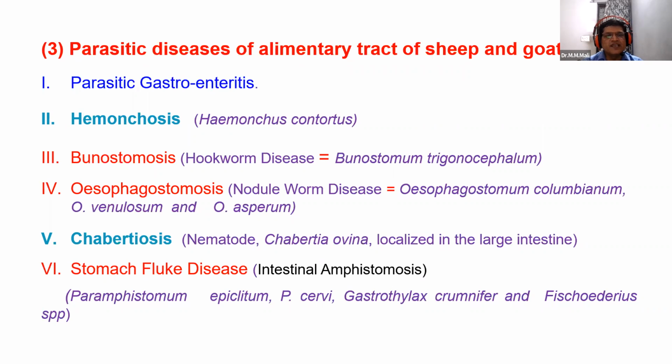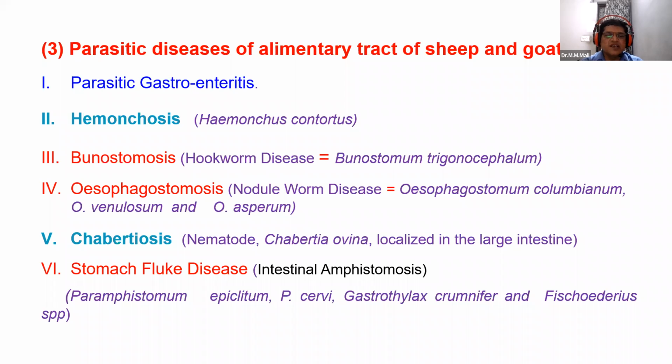Among this, the parasitic gastroenteritis caused by either cestode, trematode, nematode. Then haemonchosis due to Haemonchus contortus, Bunostomum hookworm disease caused by Bunostomum trigonocephalum. Next is oesophagostomiasis, that is nodular worm disease of sheep and goats caused by either Oesophagostomum columbianum, Oesophagostomum venulosum, and Oesophagostomum asperum. The next disease, chabertiosis, that is a nematode, Chabertia ovina, that localizes in the large intestine.